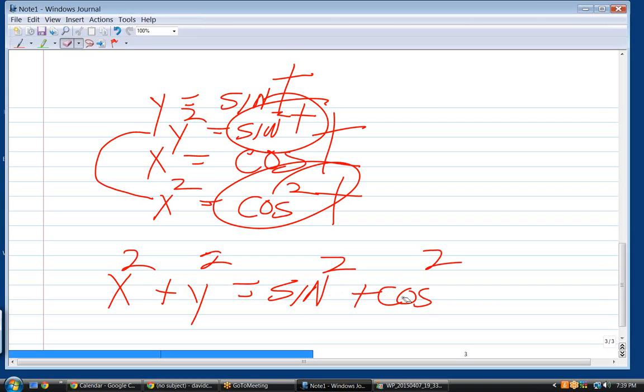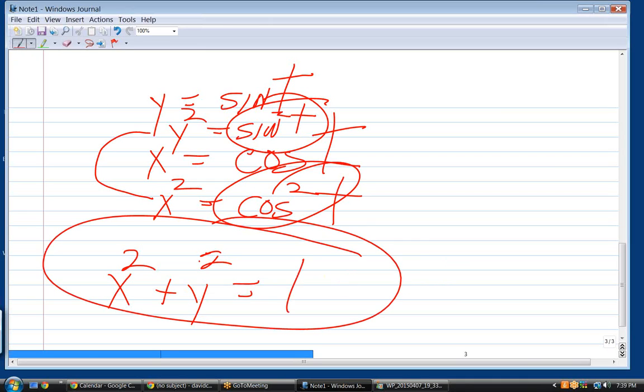It's the trig identity. It's always equal to 1. Oh, okay. So I can replace it with 1. And now, what's that the equation of? A circle. Oh. Okay?